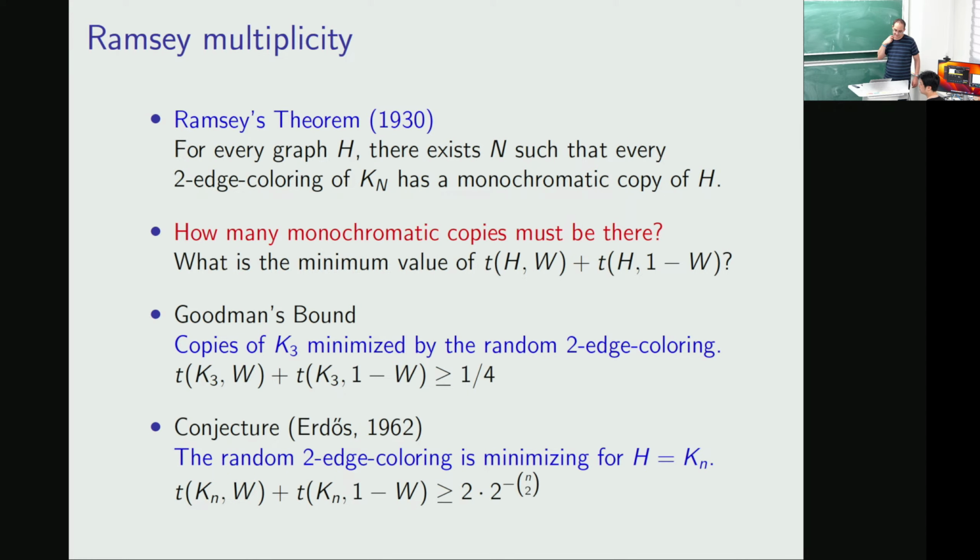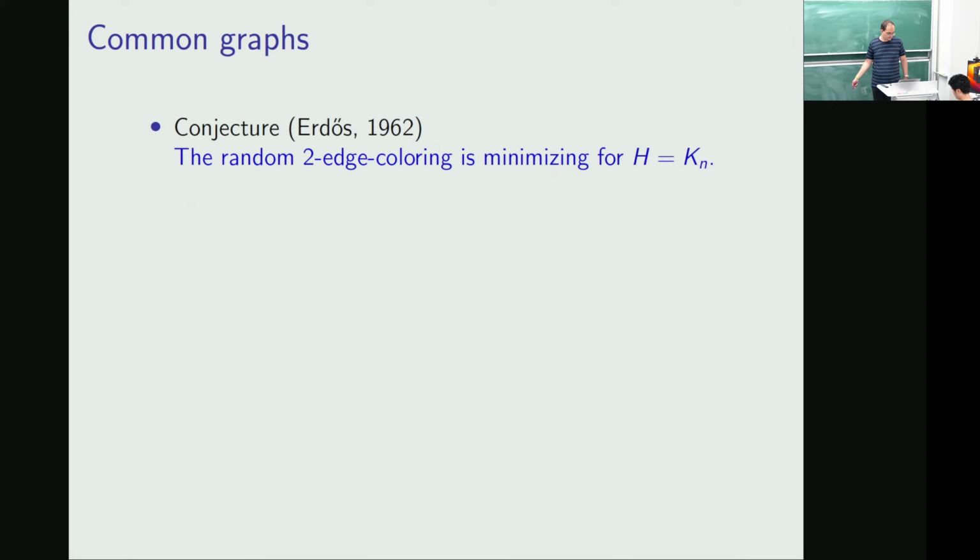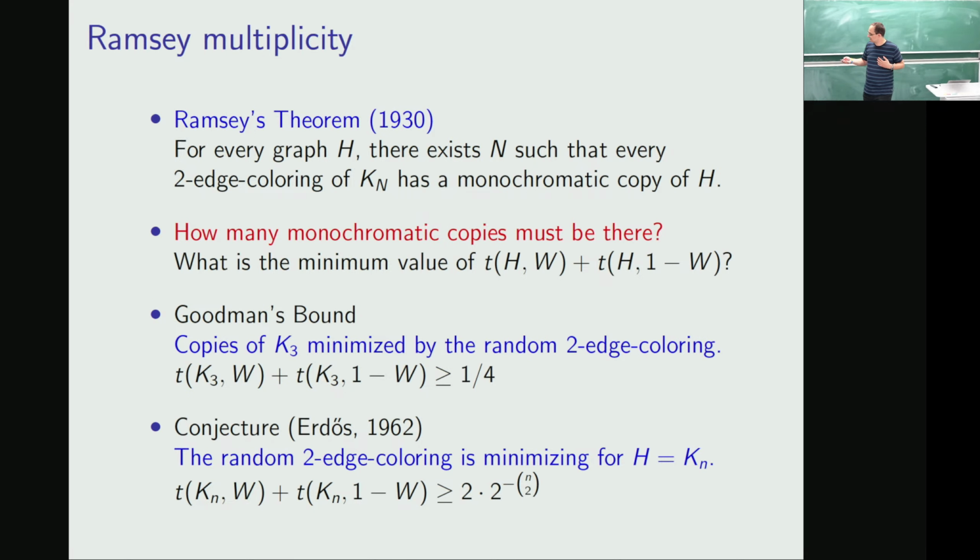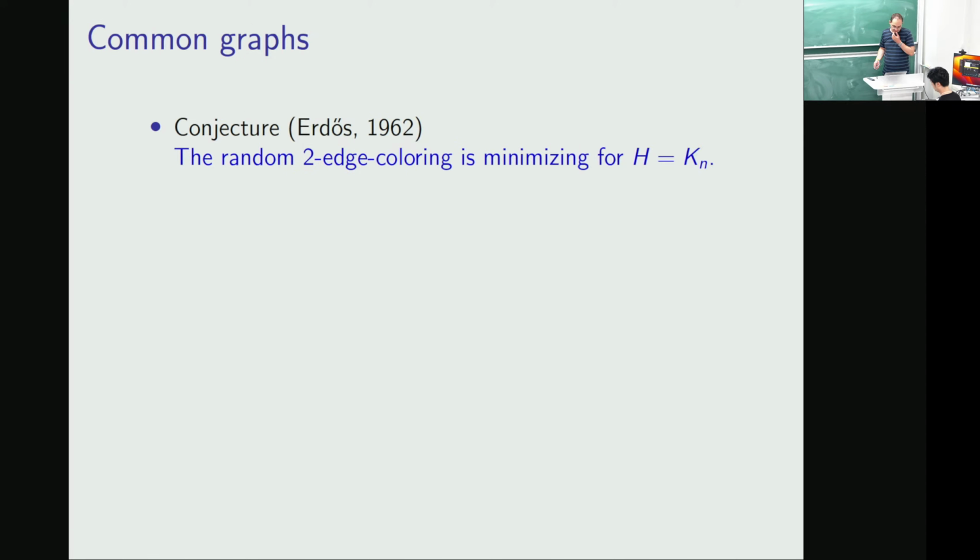And Erdős in 1962 made a more general conjecture that every complete graph has the same property as the triangle. So he conjectured that the number of monochromatic copies of K4 is also minimized by the random 2-coloring. And the same holds for the monochromatic copies of K5, K6, and so on. Let me keep this conjecture. I just wanted to say again that I have formulated it here in the graphon language. So this is the conjecture of Erdős.